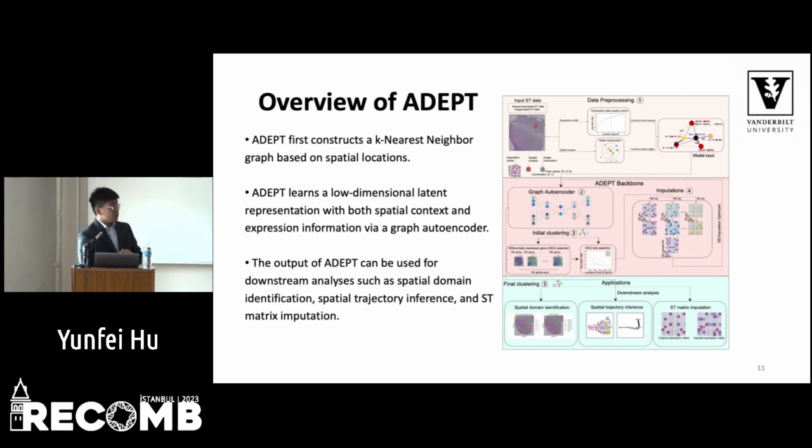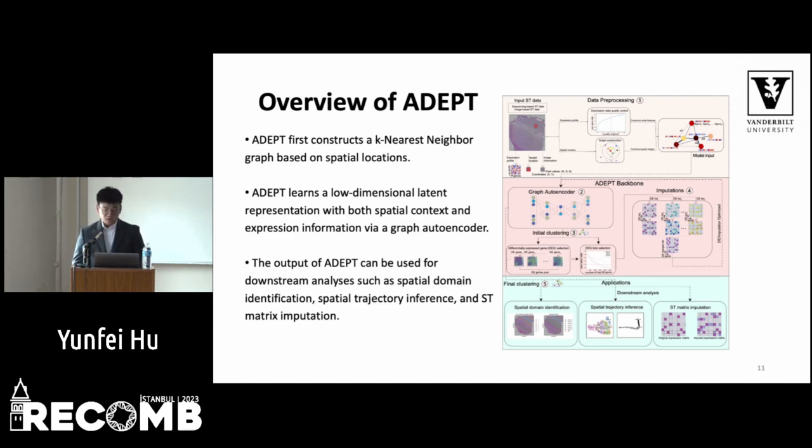So here we show the overview of our method ADEPT. And the input data for the ADEPT is pretty straightforward. It's just the ST data. We have the expression profile, we have the coordinates, and we have the image as an optional input. And basically, our method has three main components.